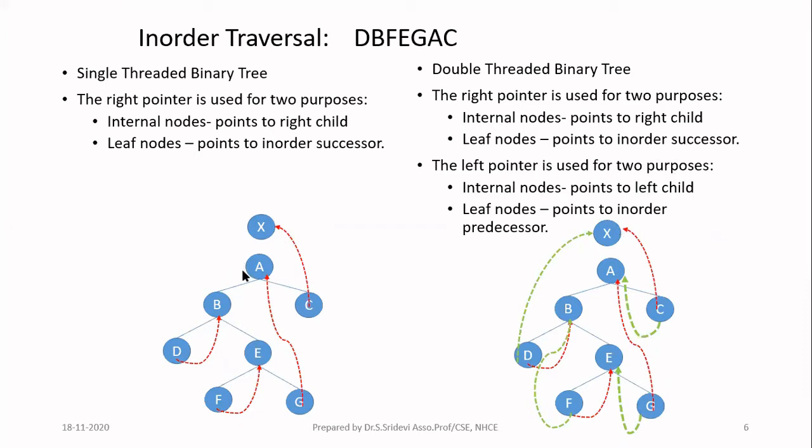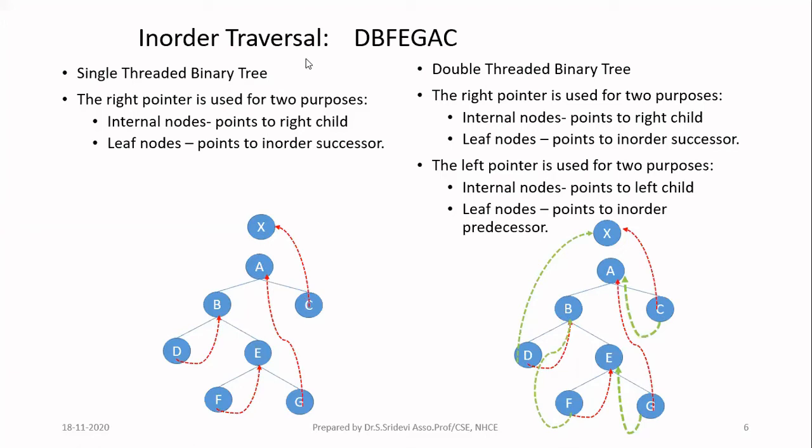In this tree, we have totally 7 nodes starting from A up to G. And then we have the dummy node. X represents the dummy node. And now I am going to explain how the threads are pointing in case of single threaded binary tree and then in case of double threaded binary tree. The tree is the same for both cases. Let us first find out the in-order traversal.